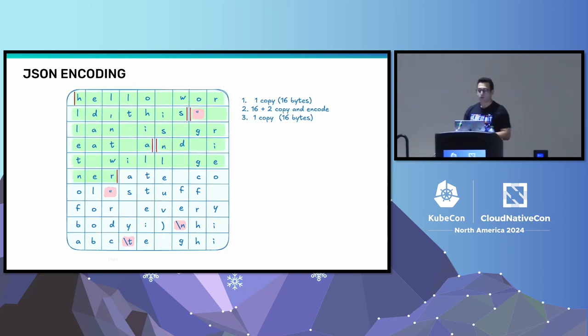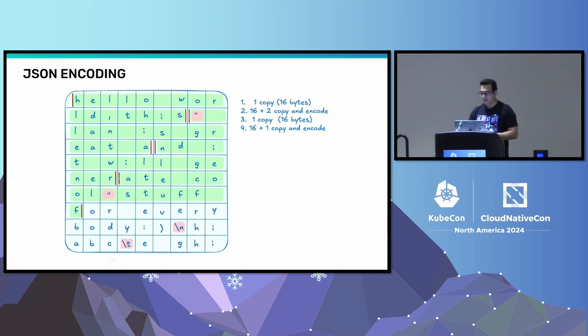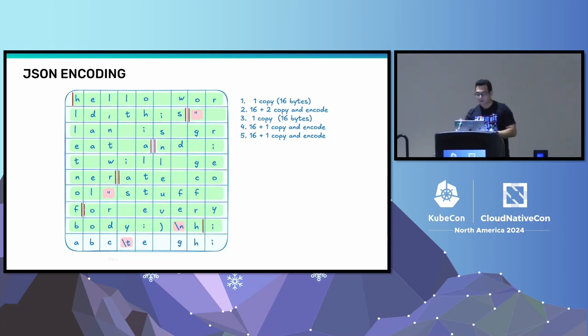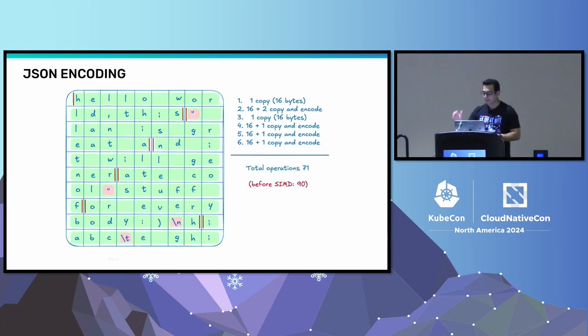The next one is just one copy. There's nothing to escape. The next one, again, we found a quotation mark. Okay, then again, it's kind of a manual process, and so on until we get to the end. And at the end, we ended up with 71 operations, but without SIMD, that would be 90. This is a very conservative example, right? I can write an example that's 100%, but this is kind of the normal.